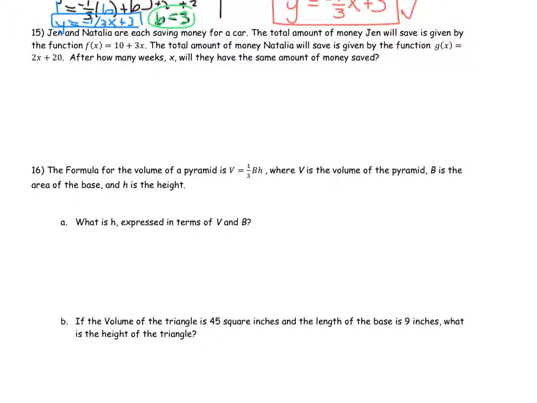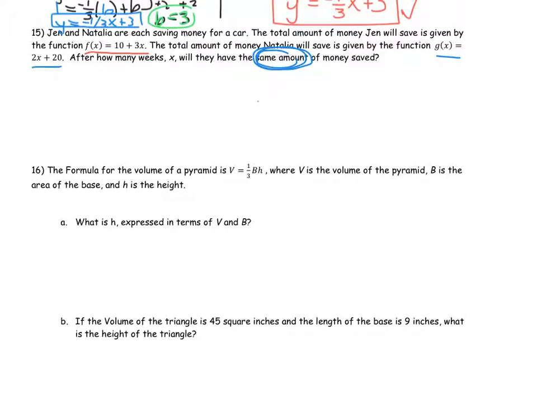Next question. Jen and Natalia are each saving money for a car. The total amount of money Jen will save is given by the function f of x equals 10 plus 3x. That looks important. Let's underline it. The total amount of money Natalia will save is given by the function g of x equals 2x plus 20. Also important. Underline it. After how many weeks x will they have the same amount of money?